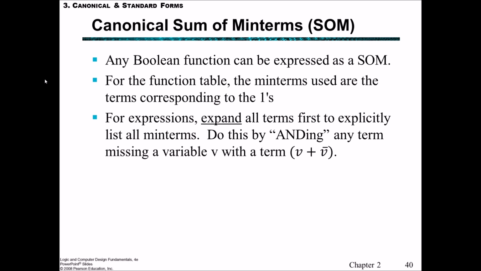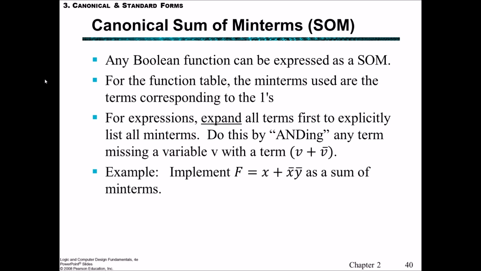Any Boolean function can be expressed as a sum of minterms. And for the function table, the minterms that are used are the ones that correspond to the ones in that table. So for the expressions, first of all, we have to expand all terms to explicitly list the minterms. And we do this by ANDing any term that's missing any variable that we need with that variable ORed with the complement of that variable. Let me explain that further by using an example.